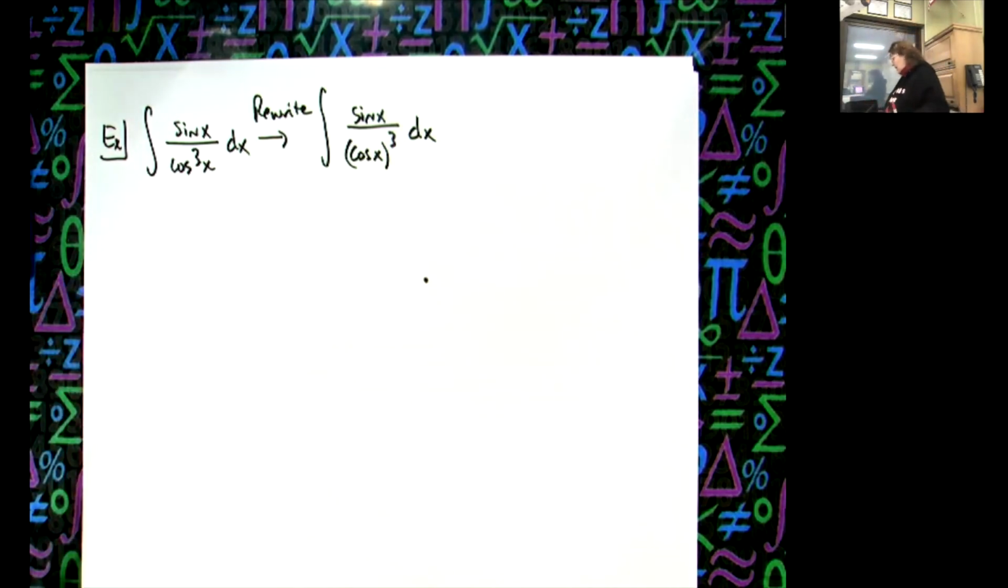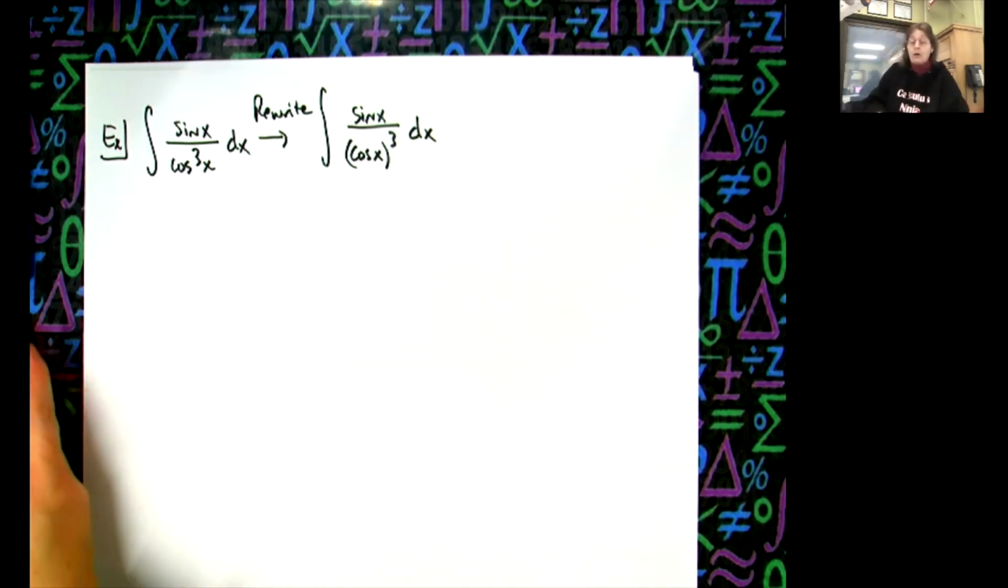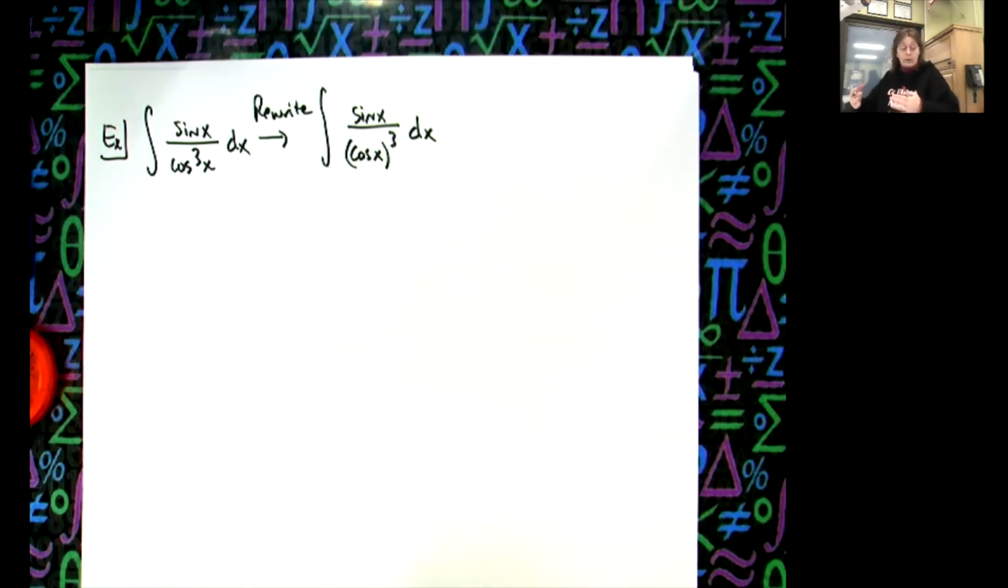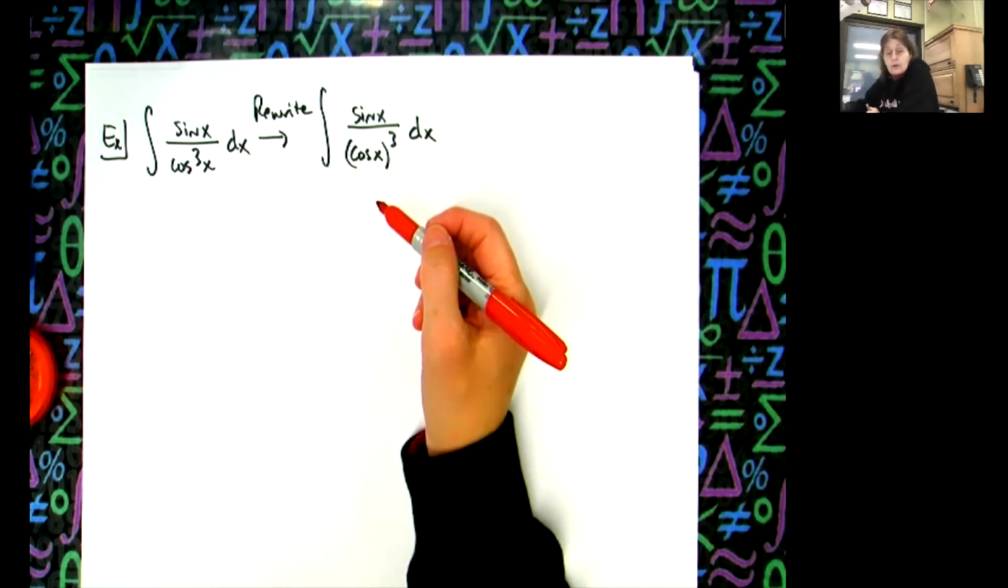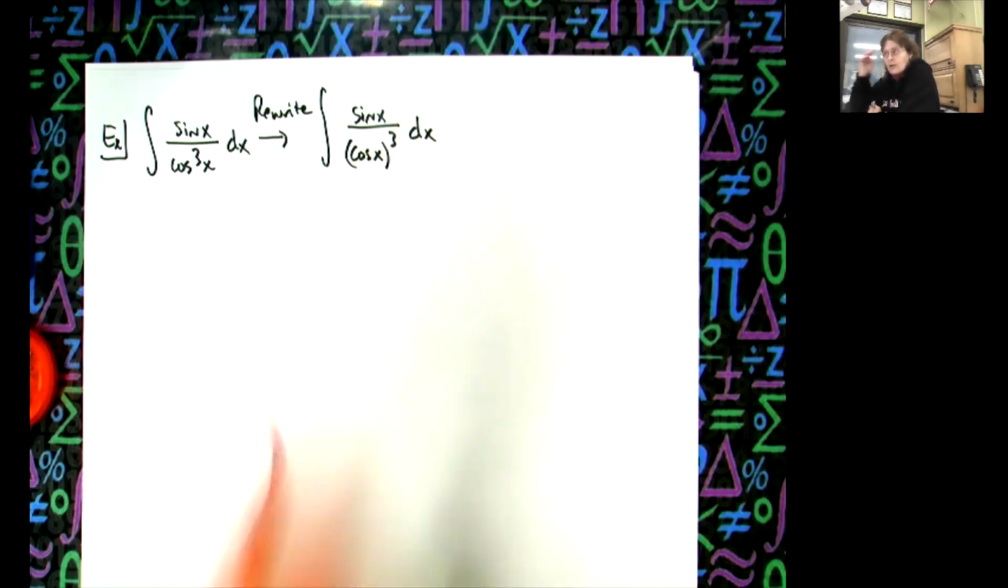If I do that, then hopefully you can see that my outside function is something being raised to the third power. The inside function is that cosine x. That's the whole point of why we might want to rewrite, because now that's going to help you find what you're going to let u be. The inside portion here is cosine, and stop and think about that.